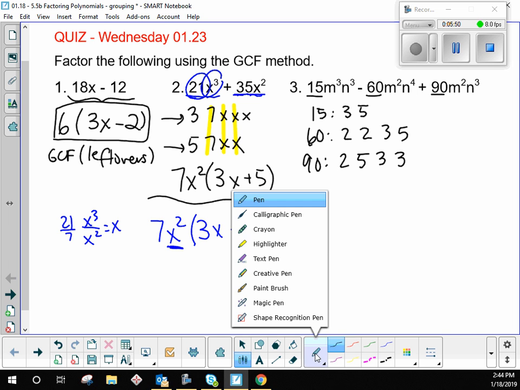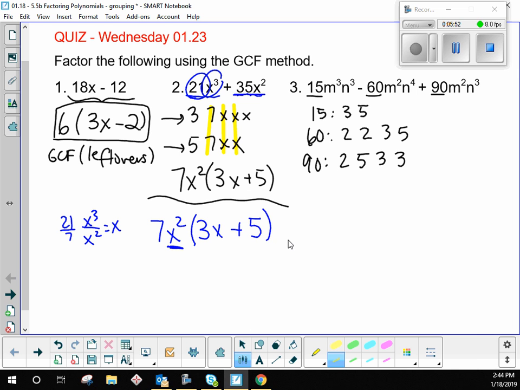And then look and see what they have in common here. They have a 5 in common. They have a 3 in common. And so 3 times 5 is 15. So now I'll do the rest in my head.